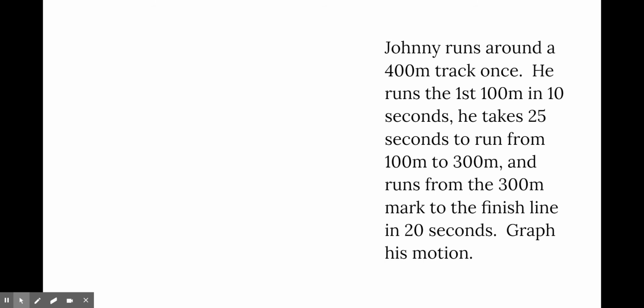So I have an example here. Johnny runs around a 400-meter track once. He runs the first 100 meters in 10 seconds. He takes 25 seconds to run from 100 meters to the 300-meter mark. And he runs from the 300-meter mark to the finish line at 400 meters in 20 seconds. Let's graph his motion. We have 3 distinct parts to this graph.